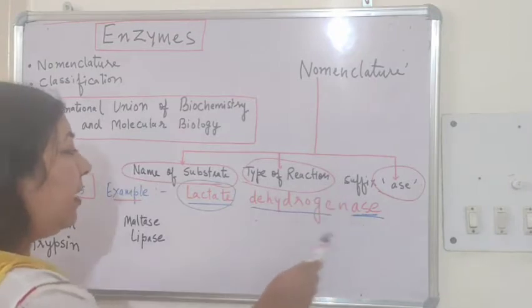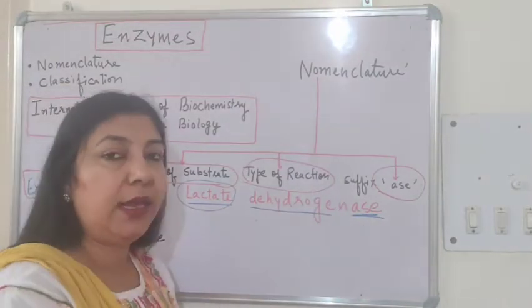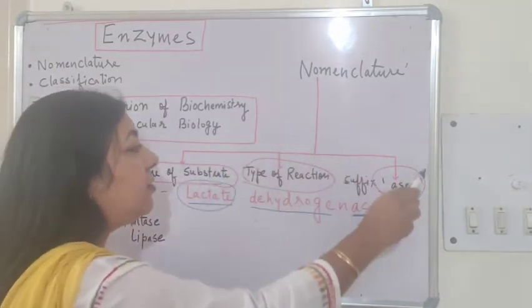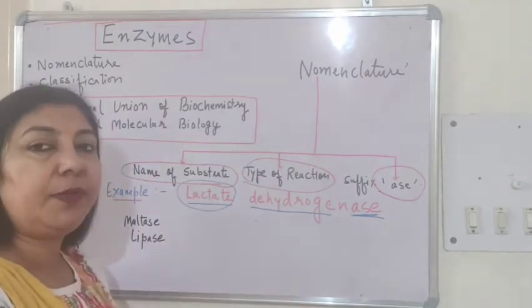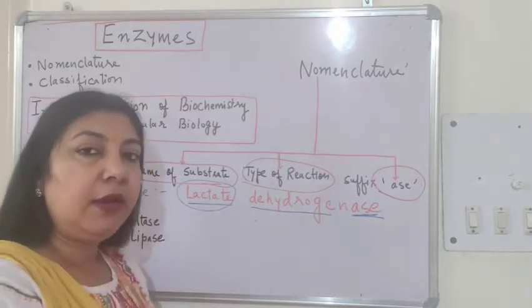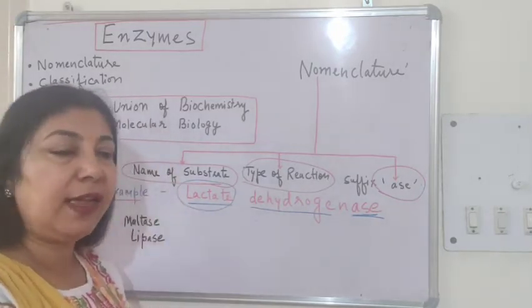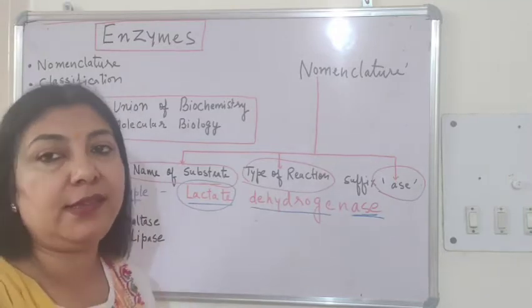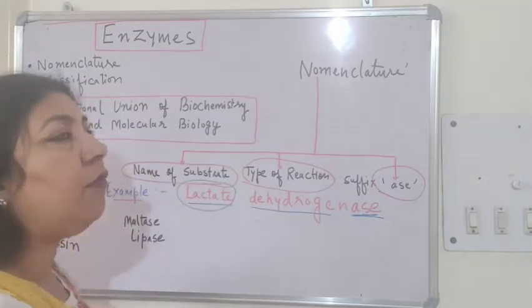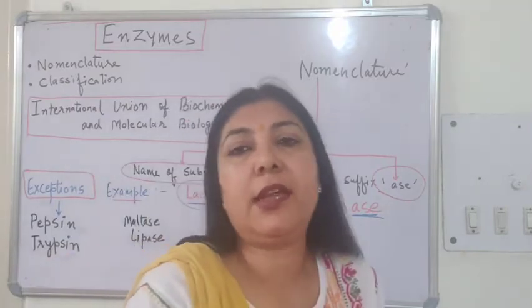So if we call an enzyme lactate dehydrogenase, it follows these three parts of nomenclature, that is we are including the name of the substrate, we are also including the type of reaction it is catalyzing, as well as we are using the suffix ase. So this is the way how we name the enzymes.